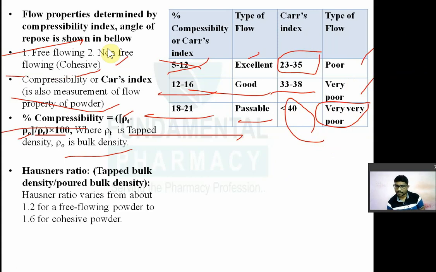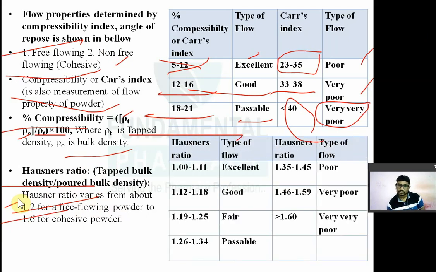Then the next property to measure the flow of your powder is Hausner's ratio. What is Hausner's ratio? It is the ratio of tapped bulk density divided by poured bulk density. Hausner's ratio will vary from 1.2 to 1.6. At 1.2 it is free flowing; at 1.6 it is a cohesive powder. You can see again here, Hausner's ratio and type of flow.